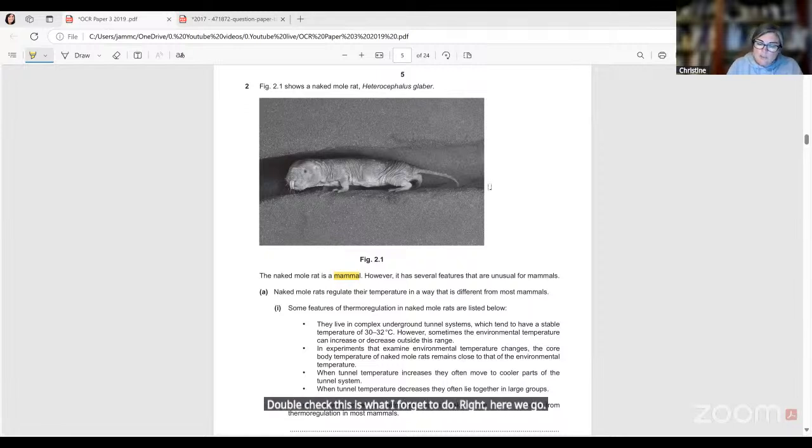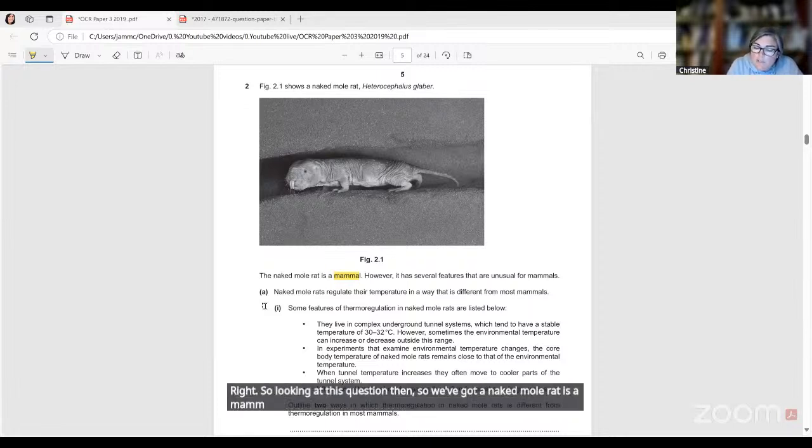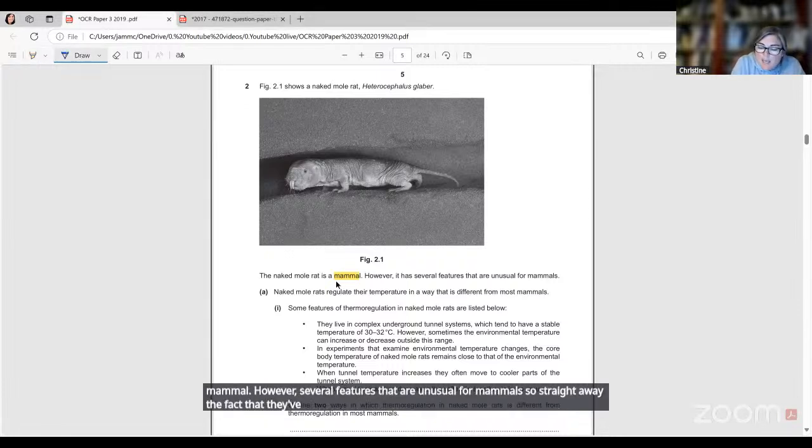Right, so looking at this question then. We've got a naked mole rat is a mammal. However, it has several features that are unusual for mammals. So straight away, the fact that they've told us it's a mammal is the hint. And I would say to you, when you're going through these questions, look for these hints. So there's my hint to begin with, that it's a mammal.